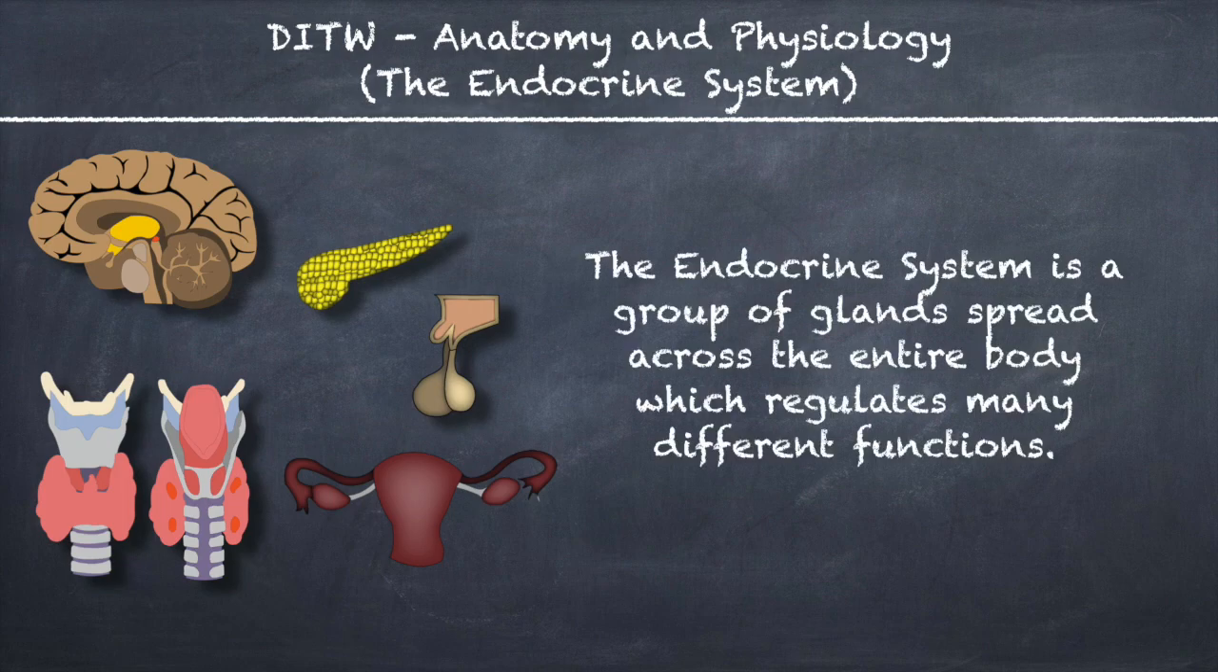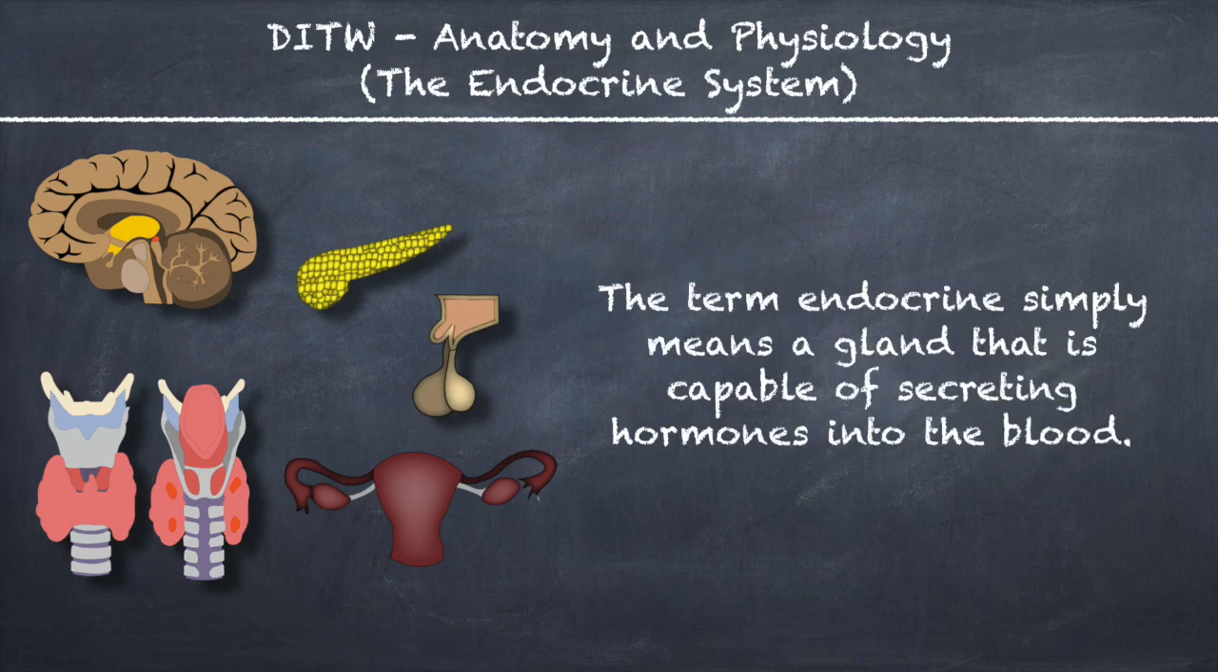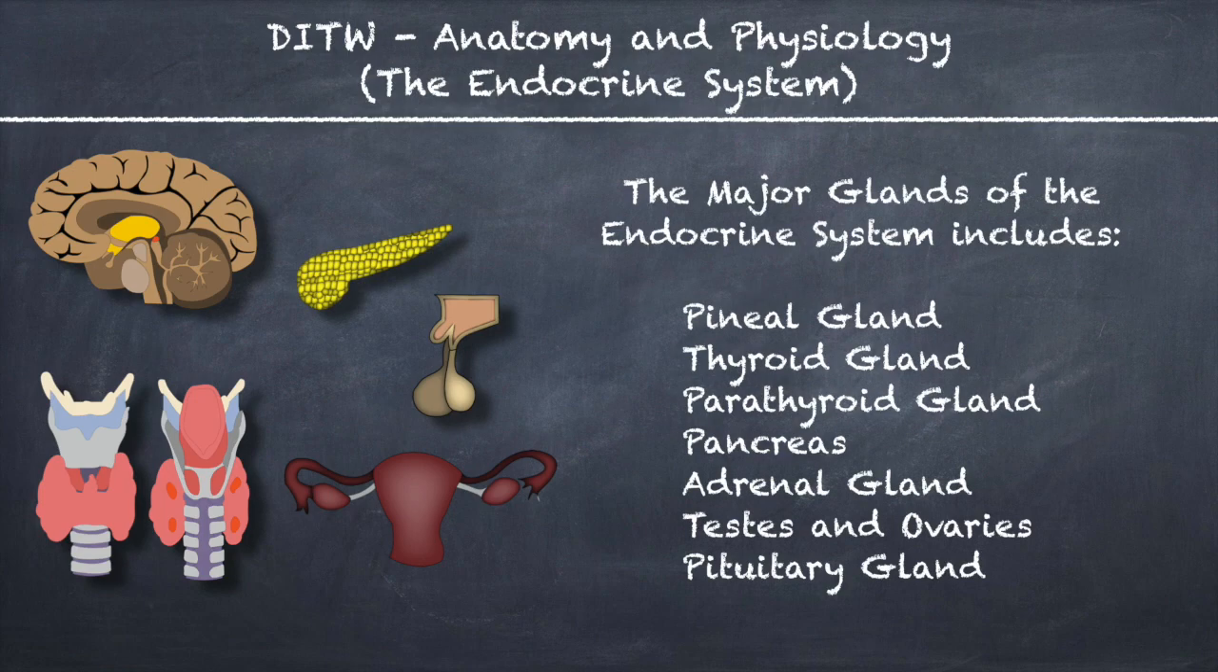The endocrine system is a group of glands spread across the entire body which regulates many different functions. The term endocrine simply means a gland that is capable of secreting hormones into the blood. The major glands of the endocrine system include the pineal gland, the thyroid gland, parathyroid gland, the pancreas, the adrenal gland, the testes and ovaries, collectively known as the gonads, and the pituitary gland.